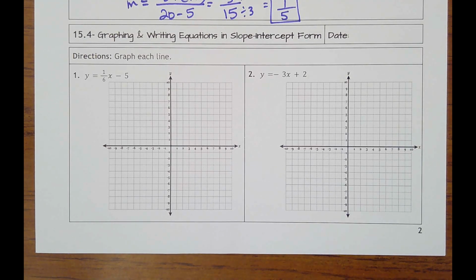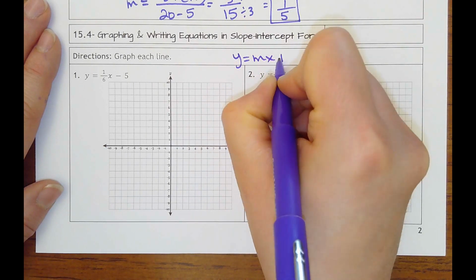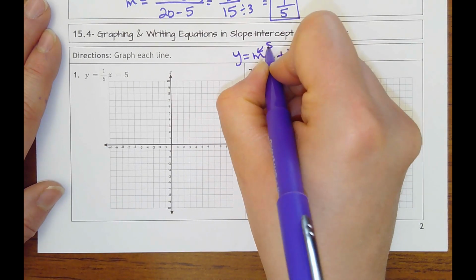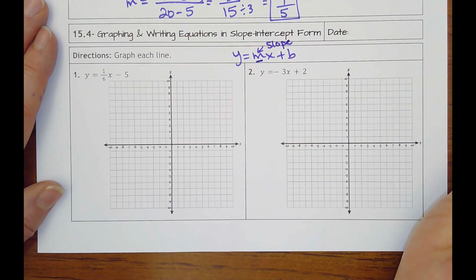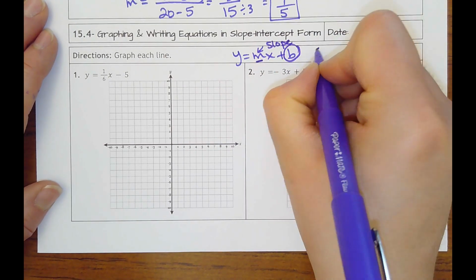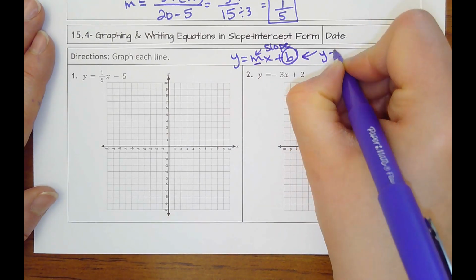Lesson 15.4, graphing and writing equations in slope-intercept form. It says graph each line. Slope-intercept form is y equals mx plus b. M is always the slope, so we could say that the slope is always the number that's in front of x, and then the constant on the end, or without an x, it's not always on the end, but without an x, is called the y-intercept.